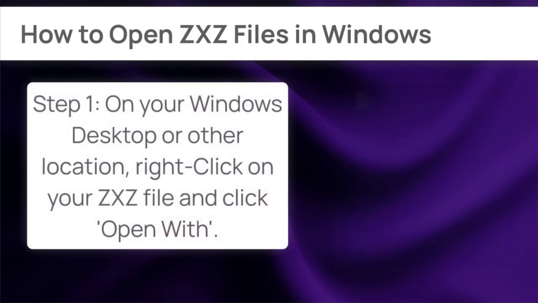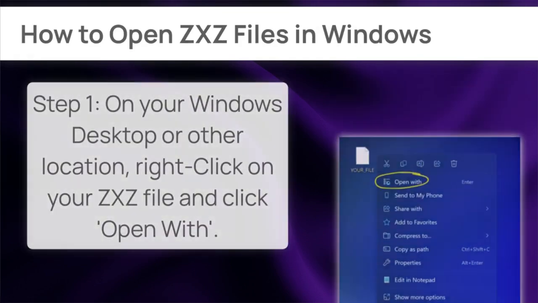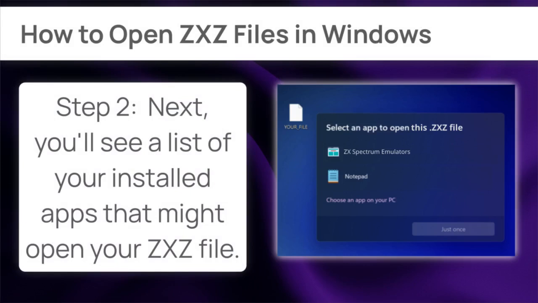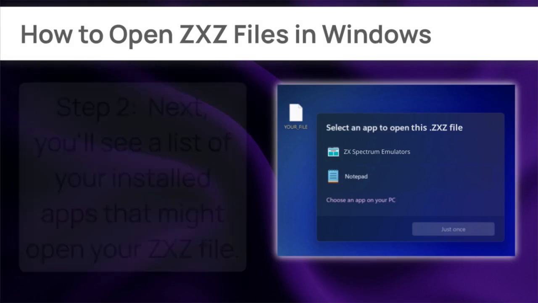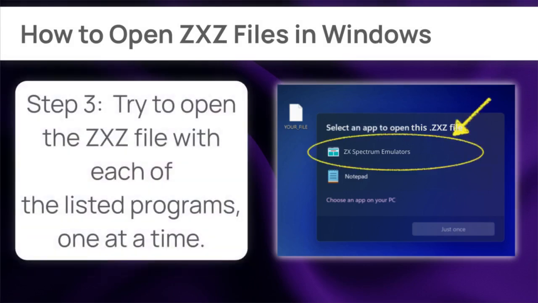To resolve the incompatible format issue, right-click the ZXZ file and choose Open With. Prioritize ZX Spectrum emulators if available. If absent, choose another application. We are searching for a functional file association.